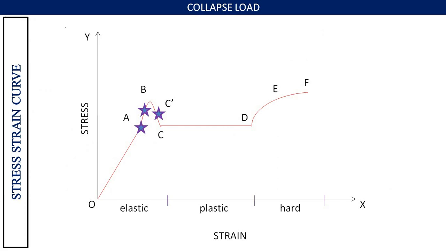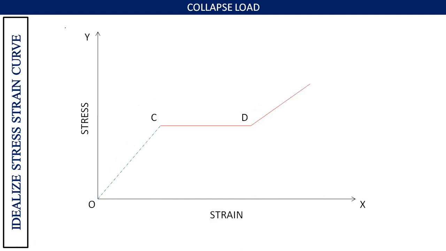This is the normal stress strain curve where points A, B, C dash, C are closer to each other. So the diagram is simplified and taken as OC the elastic range and CD as the plastic range.